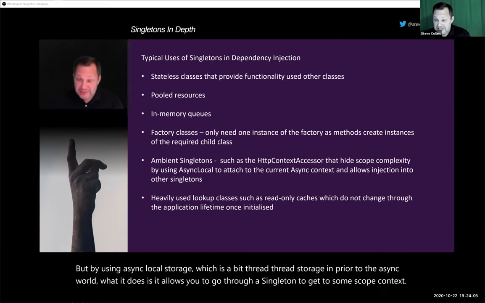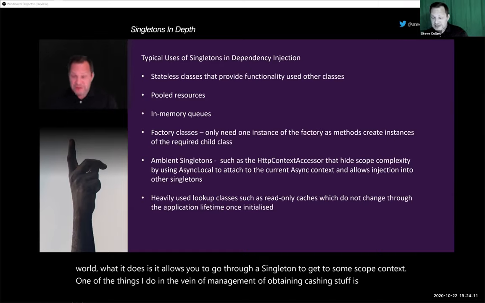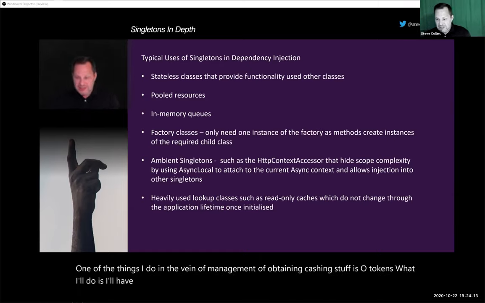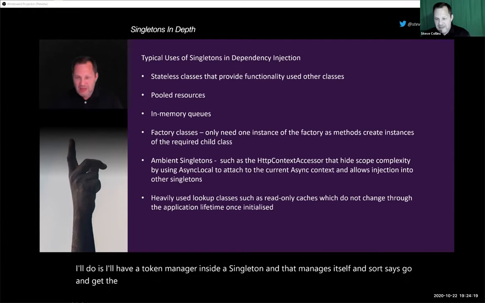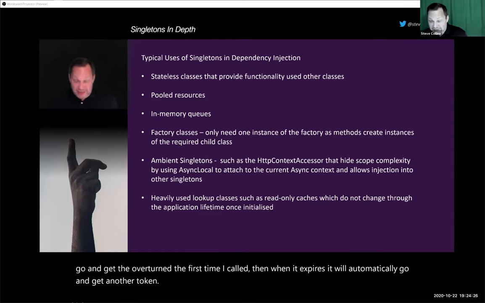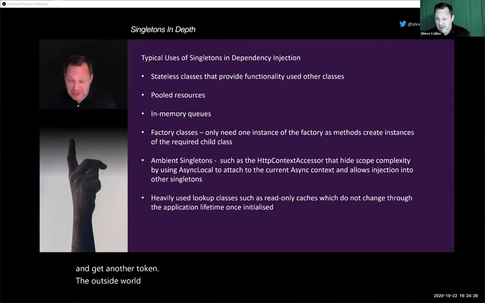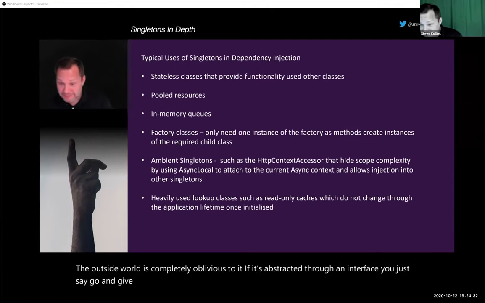One of the things I do in the vein of management of obtaining and caching stuff is OAuth tokens. I'll have an OAuth token manager inside a singleton, and that manages itself and says, go and get the OAuth token the first time I'm called. Then when it expires, it will automatically go and get another token. The outside world is completely oblivious to it. If it's abstracted through an interface, you just say, go and give me the current token.